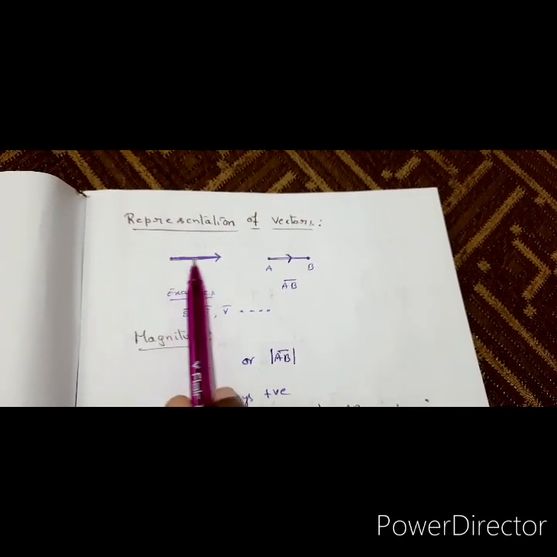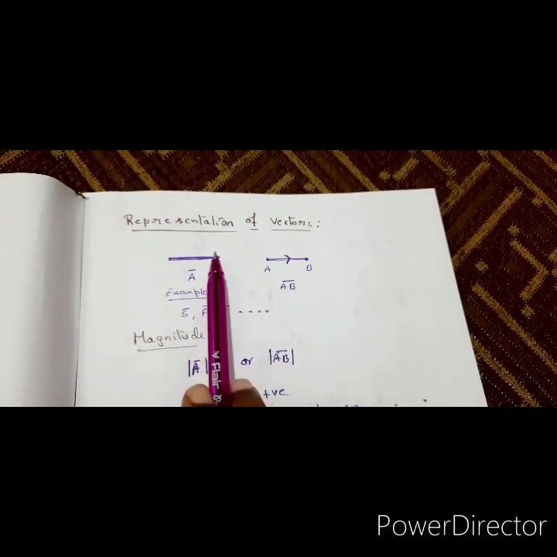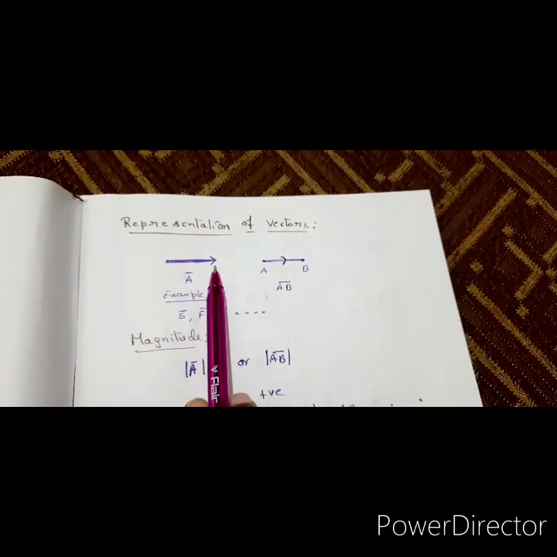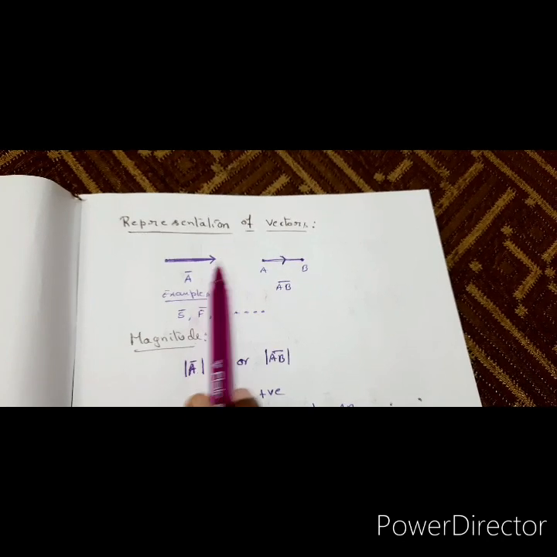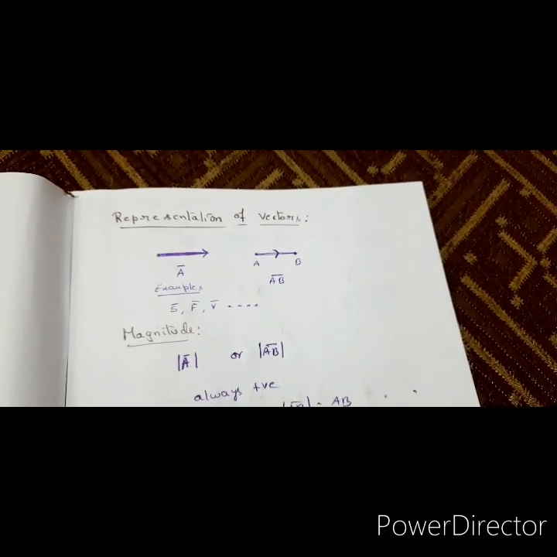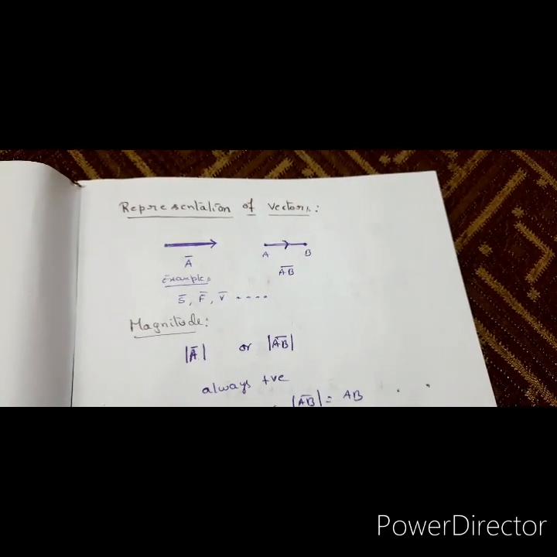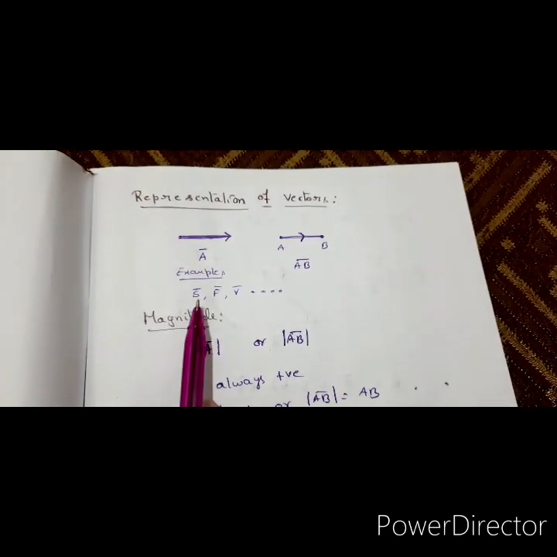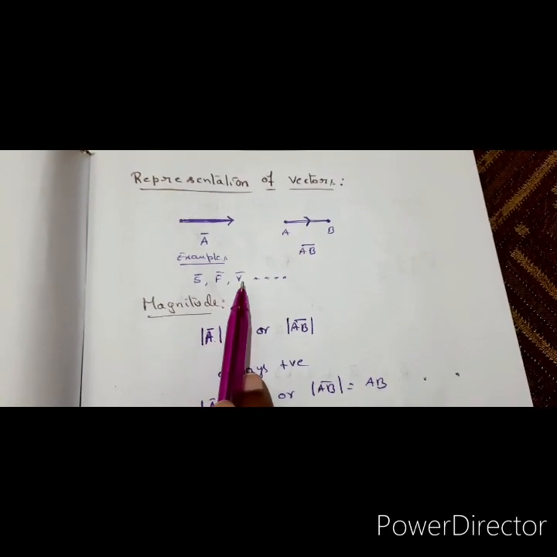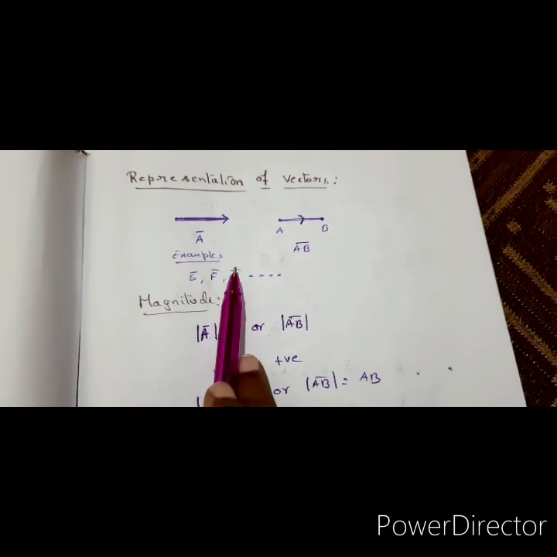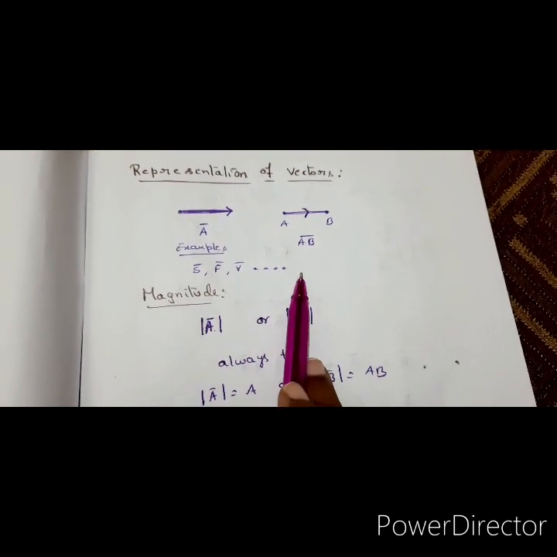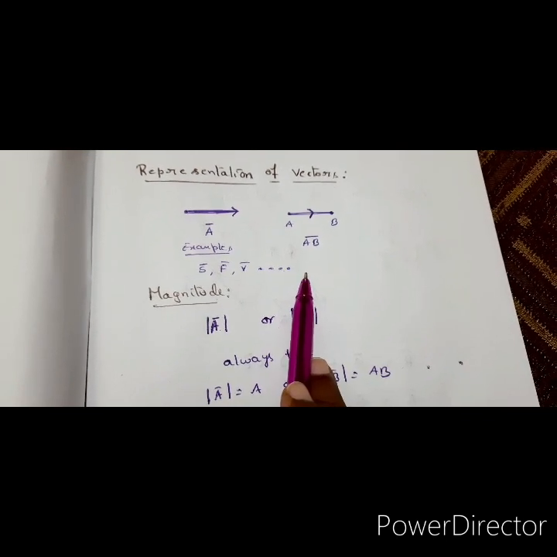And in pictorial or graphical representation, we always represent a vector with a line segment and with an arrow mark, giving the direction of the vector. For example, displacement you may write as S bar, force as F bar, velocity as V bar. So whenever you find a bar on the head of any variable, it means that it is a vector quantity.